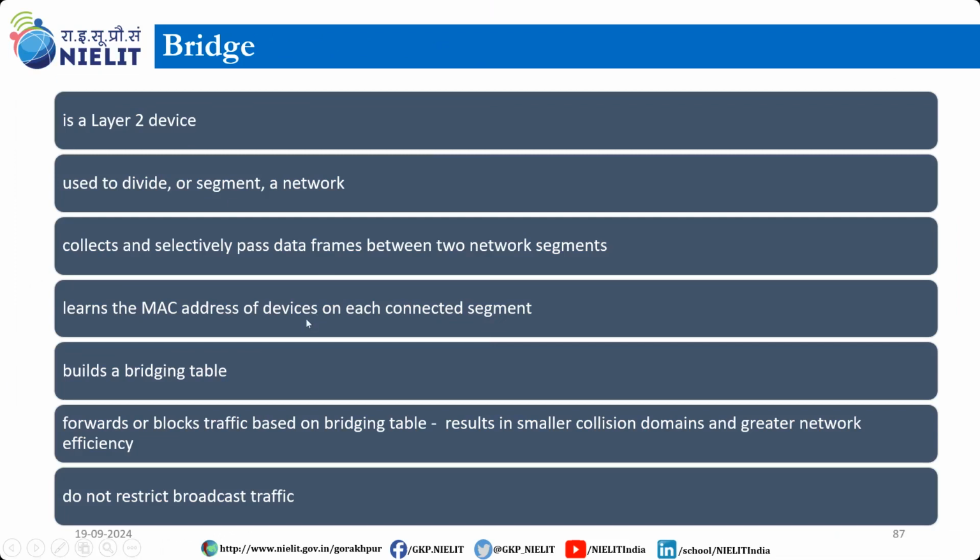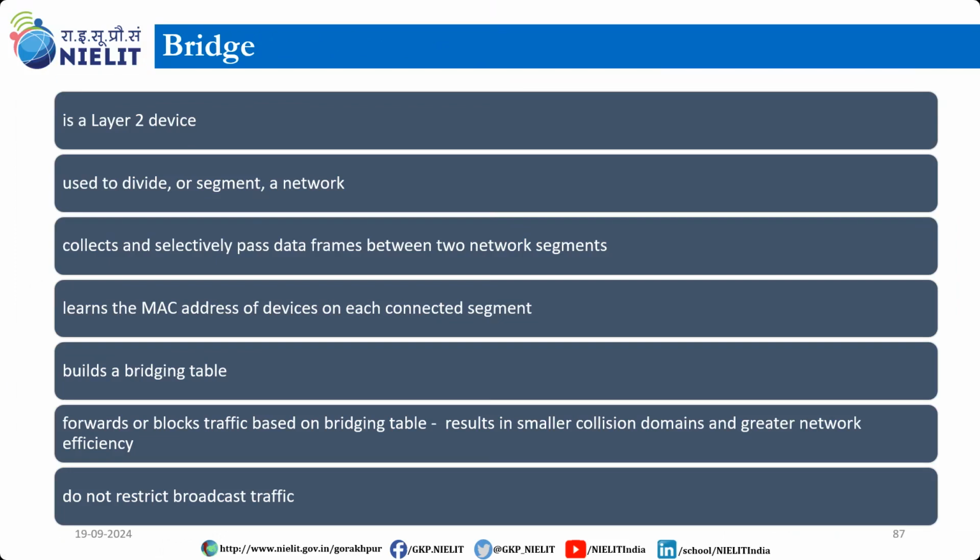It learns the MAC address of all devices present in a particular segment and the port of the bridge. So basically a bridge has only two ports. One port is connected to one segment, the second port is connected to the second segment, and each segment can have multiple nodes. So how many PCs are connected to port 1 and how many PCs are connected to port 2? This type of bridging table is maintained by the bridge.